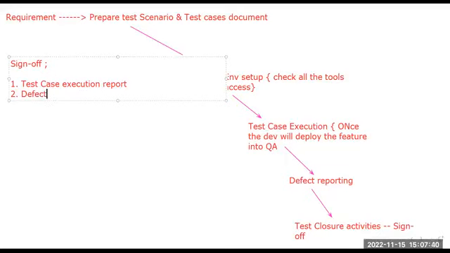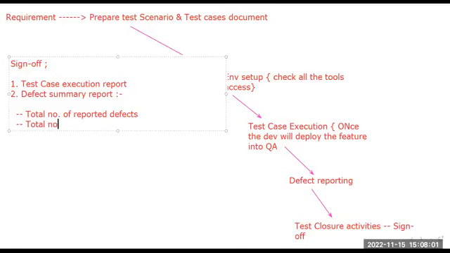Second, the defect summary report. Here you can highlight the total number of reported defects, meaning as a QA, how many defects in total you have reported. That count you can share. You can also share the total number of fixed and retested defects, meaning they fix it and you perform retesting. That count you can update as well.